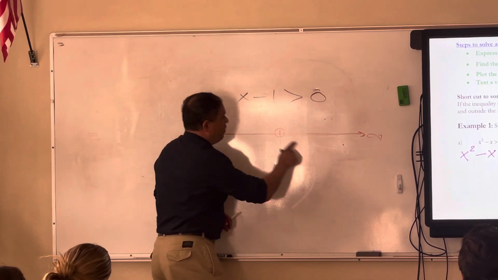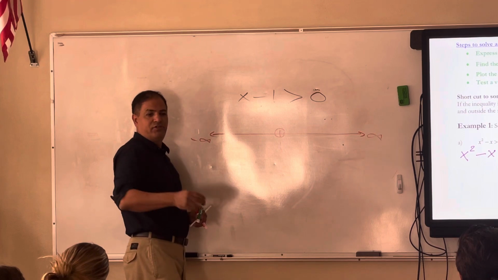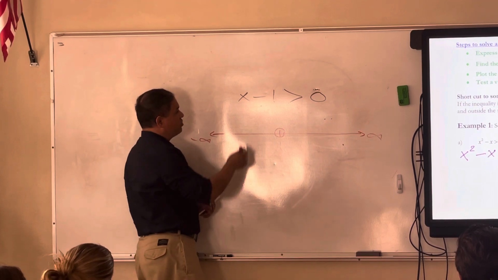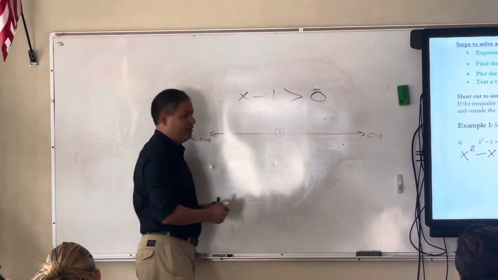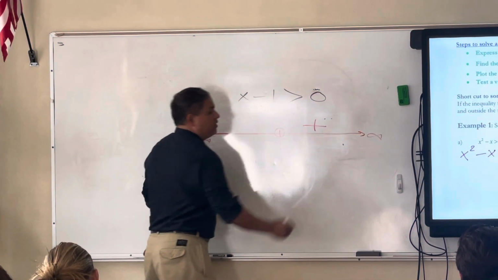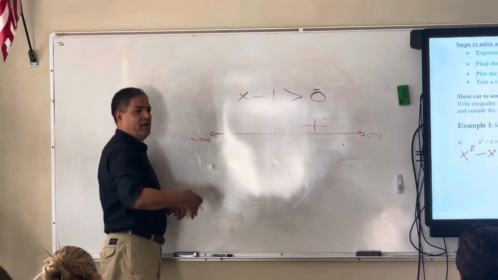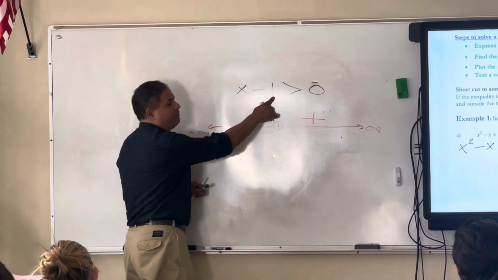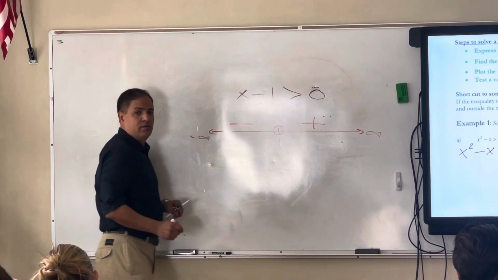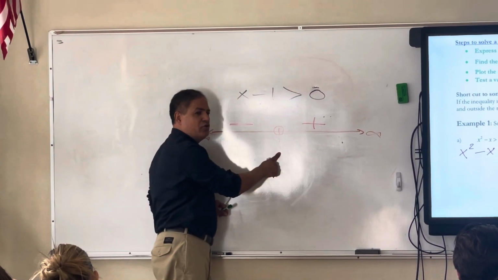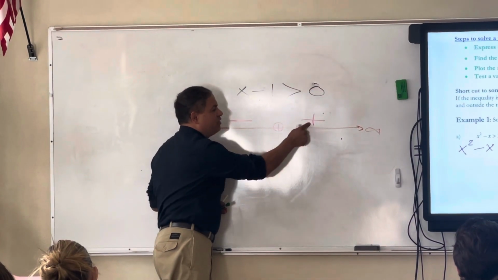If x equals 1, this is going to be 0. If x is greater than 1, let's choose a number greater than 1, let's choose a 5. 5 minus 1 is 4, positive. Let's choose a number smaller than 1, -5. -5 minus 1 is negative. So what does 0 do? It splits between the pluses and minuses.